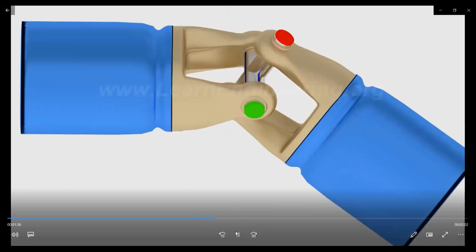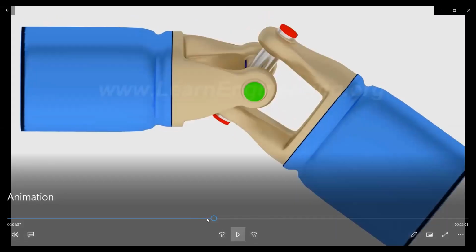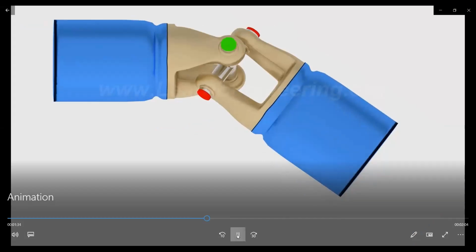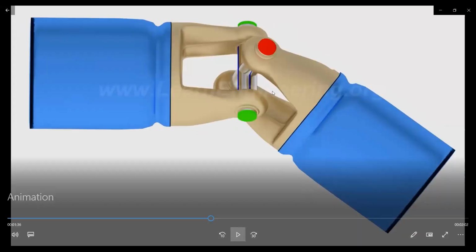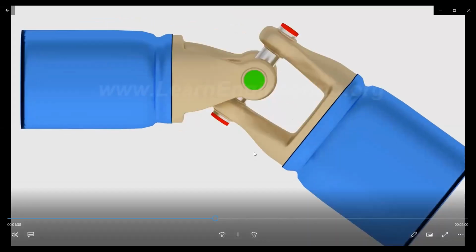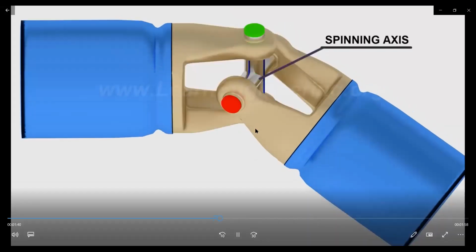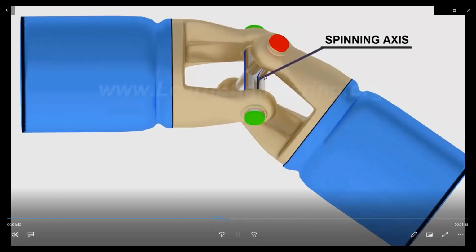If you observe the mark on the cross, these blue lines have been marked. You have to see the motion of these lines, what is happening to this arm. You will find that this arm is also turning about its own axis. Observe the mark on the cross, you can see this phenomenon. See, these lines are turning.